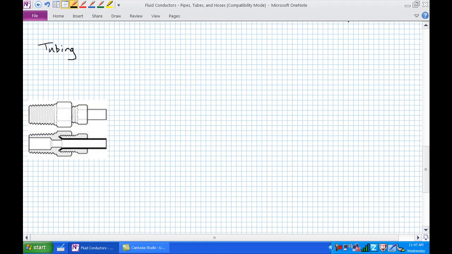So the next step is tubing. Tubing is basically an extruded tubular soft metal, very similar to piping, except it can actually be bent. And where you're going to find tubing is in applications that are not moving, but they do require some bends. One of the ways, obviously, on like the back of, here's my simplified version of a boom and stick.